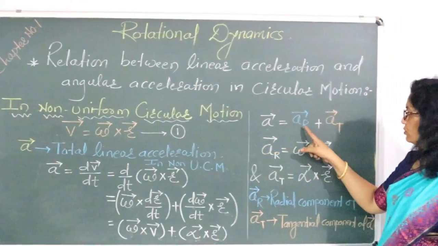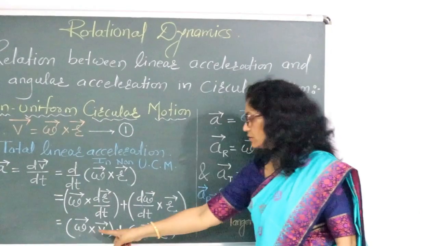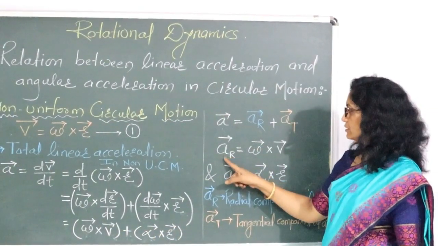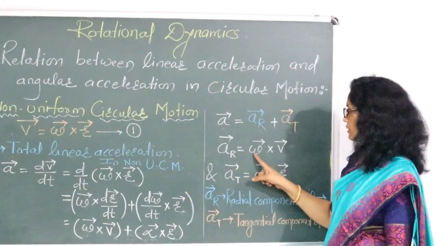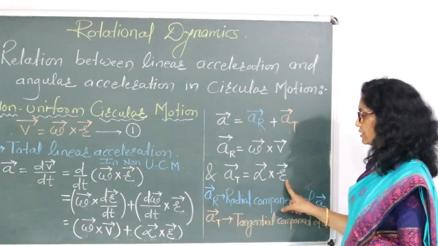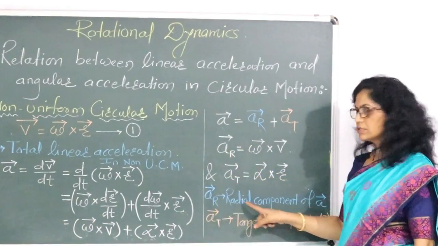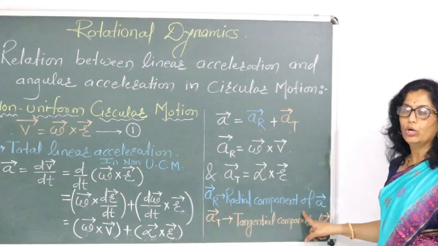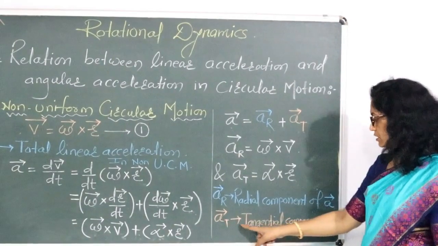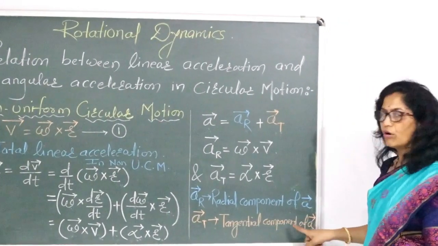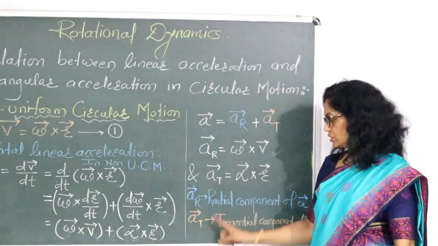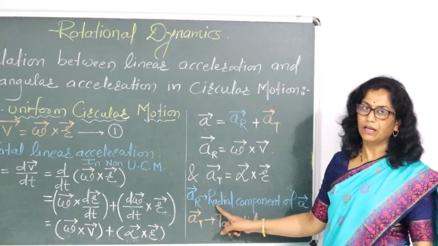The a vector equals a_r vector plus a_t vector. Here a_r vector equals omega vector cross v vector, and a_t vector equals alpha vector cross r vector. The a_r vector means the radial component of the total linear acceleration, and the a_t vector means the tangential component of the total linear acceleration. The radial component is also called the centripetal acceleration.